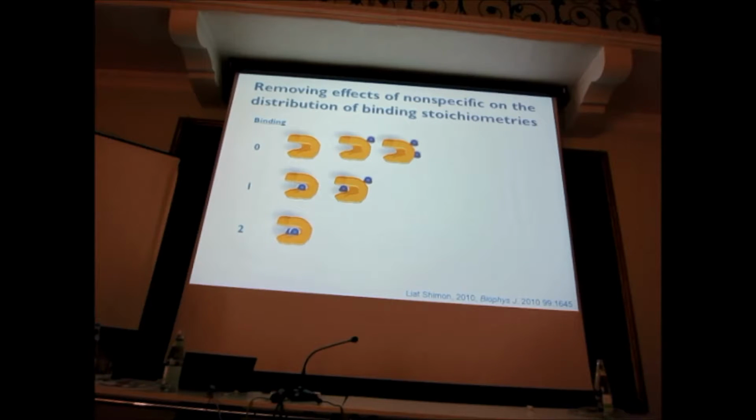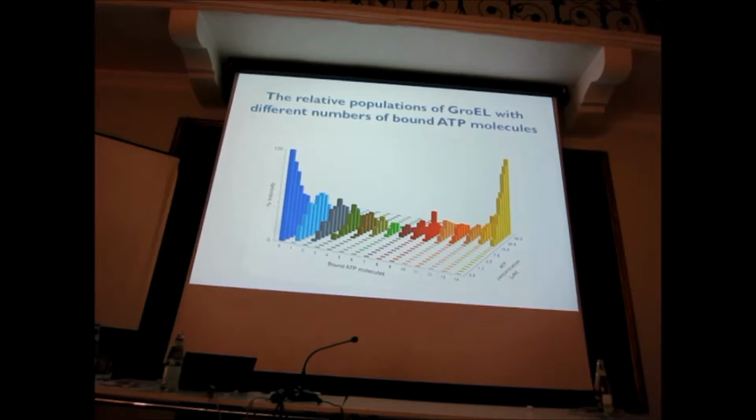And this is exactly what we did with our GroEL system, and here is a summary of all the results. On the x-axis, you have the different bound states of GroEL, starting from the APO form to the fully occupied GroEL. Here on the y-axis, we have the 21 different concentrations, and here on the z-axis, we have their relative abundance. So we start with the APO form of GroEL, which goes down, and we finish with the fully occupied GroEL, and in the middle we have all the intermediate states.